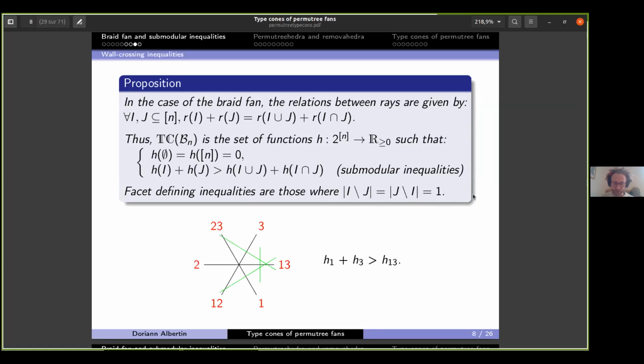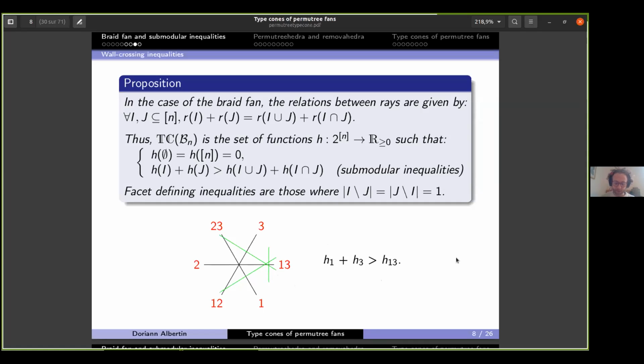Now, if we go back to our example, if you take i equal 1 and j equals 3, there is a submodular inequality: h1 plus h3 should be bigger than h13. And this is exactly the condition that we break when we push h13 slightly too far to the right.